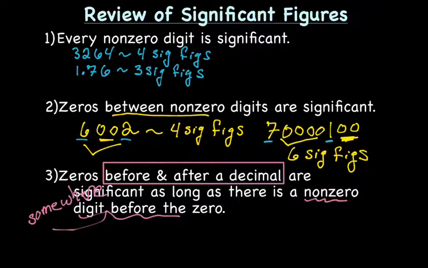So let's try that. How about 2.00? Okay, so in this case, the 2 is significant because it's a non-zero digit. The zeros are also significant because 1, they are after a decimal, and 2, they are before a non-zero digit, which makes all of these digits significant, so 3 Sig Figs.